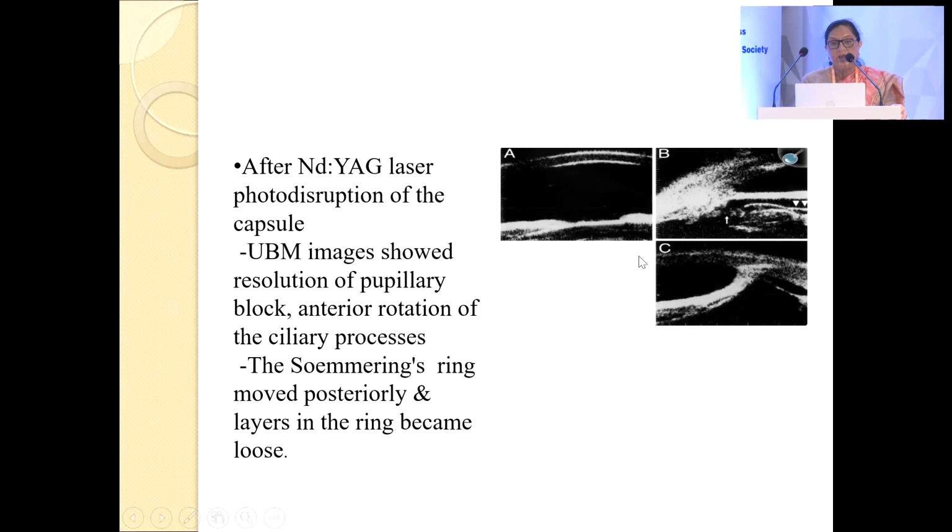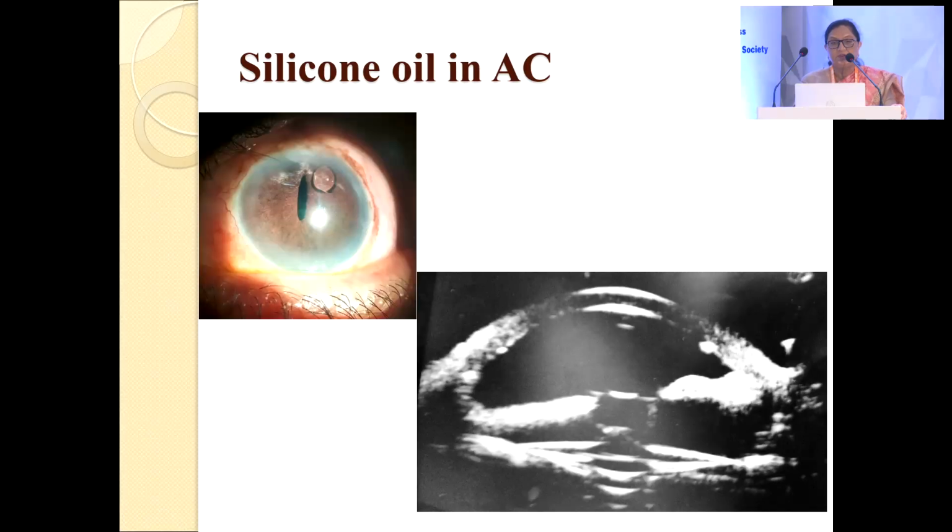After Nd:YAG laser photodisruption of this capsule, you can see the Soemmering's ring moved posteriorly and the layers of the ring become loose. There is also a resolution of the pupillary block, and the ciliary processes which were rotated anteriorly go back, and we treat the raised intraocular pressure.